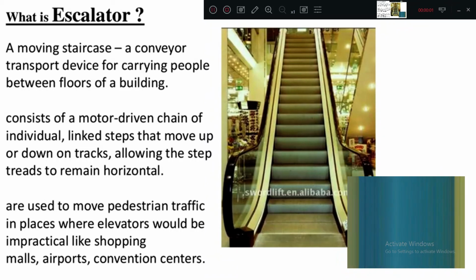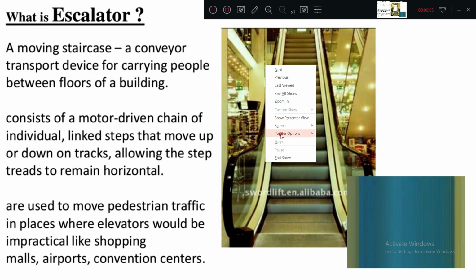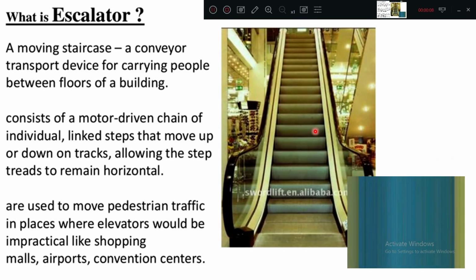Okay, now we'll discuss the next thing, that is the escalator. Generally, an escalator is situated in big shopping malls where there is a large movement of traffic, a large movement of public. An escalator is a moving staircase, a conveyor transport device for carrying people between the floors of a building.